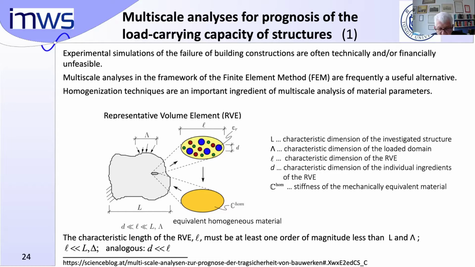Then you see here so-called inclusions. Yes, for example, the aggregates in concrete. They are modeled, for example, by little spheres. And the characteristic length of these spheres is denoted as lowercase d, and lowercase d must in turn be at least 1 order of magnitude smaller than lowercase l. If these conditions apply, we can compute a characteristic quantity for mechanical analysis, the stiffness tensor of the mechanically equivalent material, denoted as C-OM.